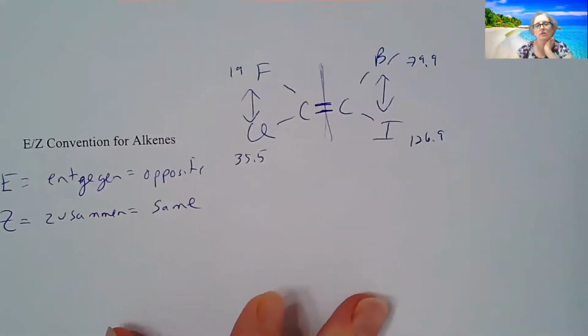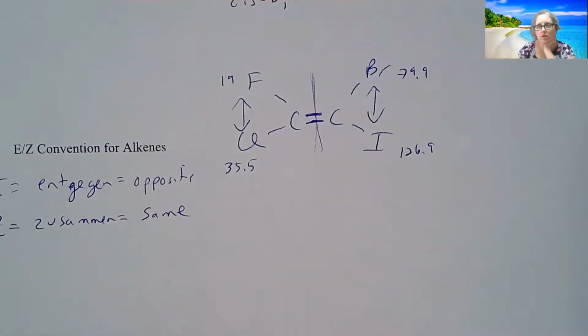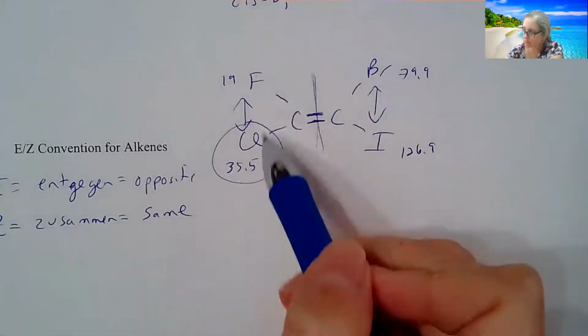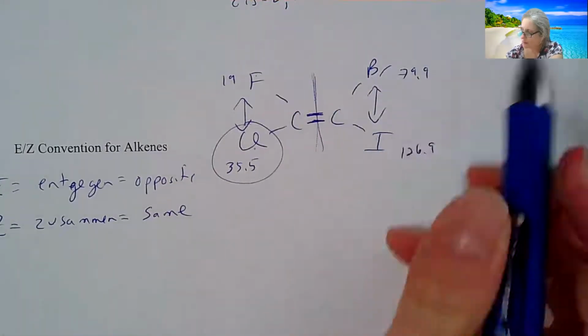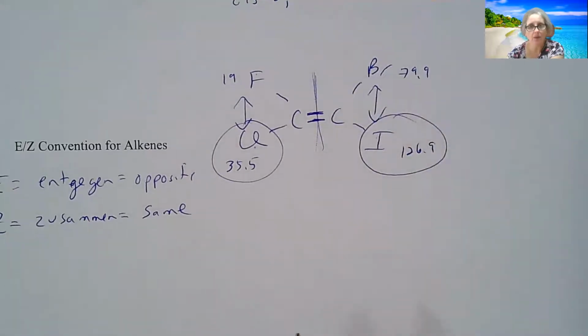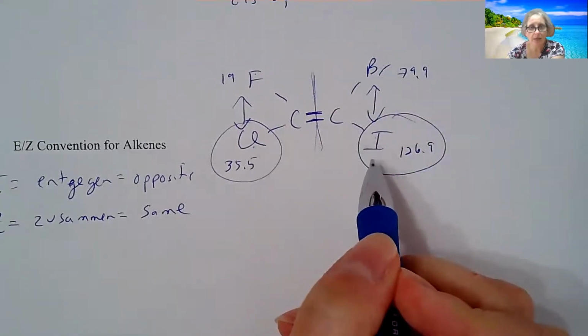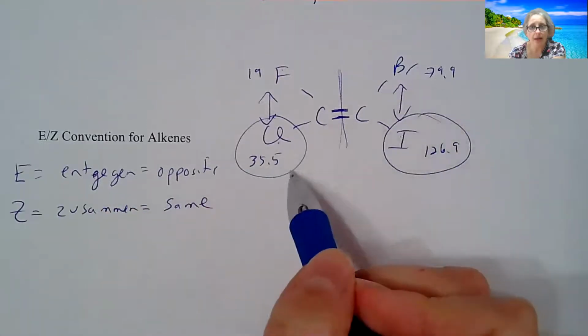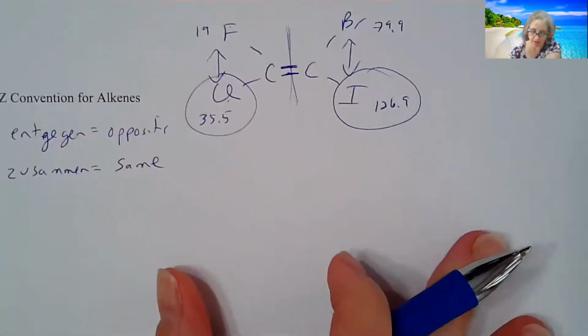So you use mass to determine which side has the bigger things, because mass reflects the number of electrons and energy levels, so it's a bigger thing on that double bond. Chlorine is the bigger of the two, comparing fluorine to chlorine, and then comparing bromine to iodine, iodine is the bigger one. If the bigger groups are on the same side, you put a Z in front of it. If the bigger groups are on opposite sides, you put an E in front of it.